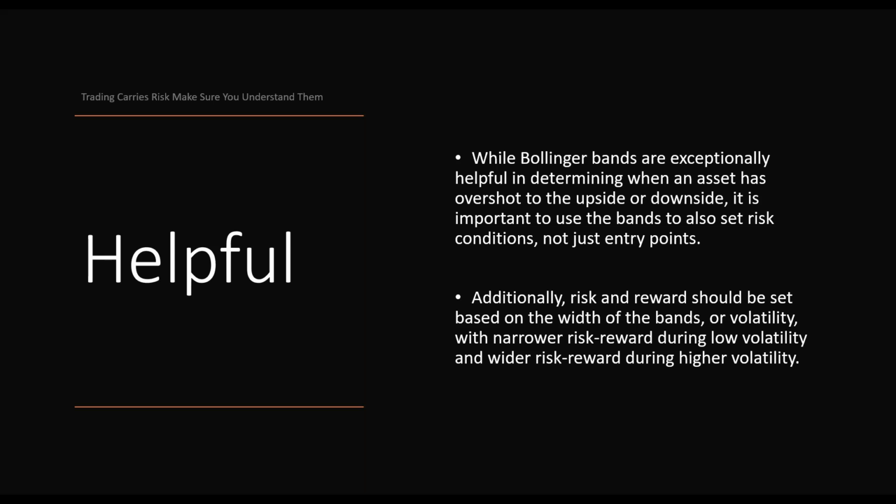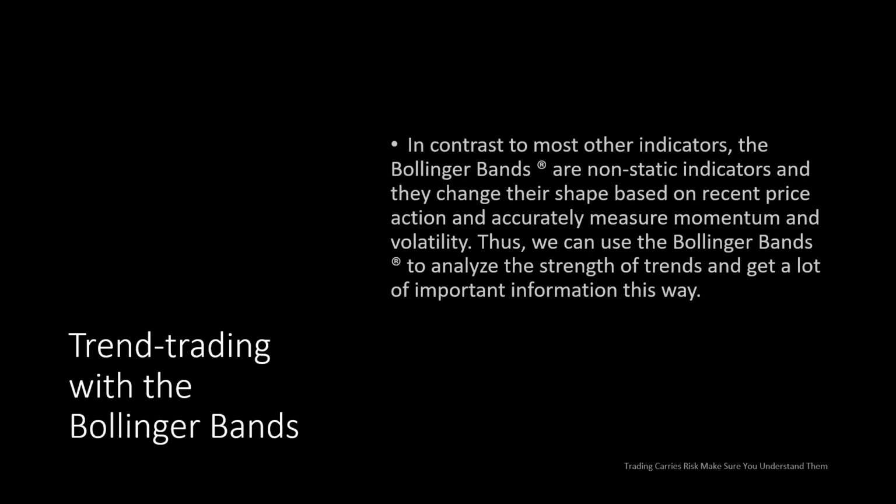So while Bollinger Bands are exceptionally helpful in determining when an asset has overshot to the top side or downside, it is important to use the bands to also set risk conditions, not just entry conditions. So remember, the bands expand and contract by volatility. The more volatile a market is, the wider you have to set your stop loss. So additionally, risk and reward should be set based on the width of the bands or volatility, with narrower risk rewards during low volatility and wider risk rewards during higher volatility.